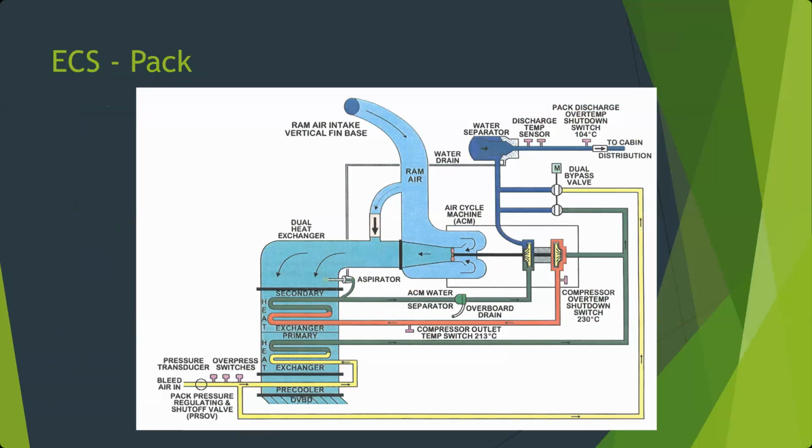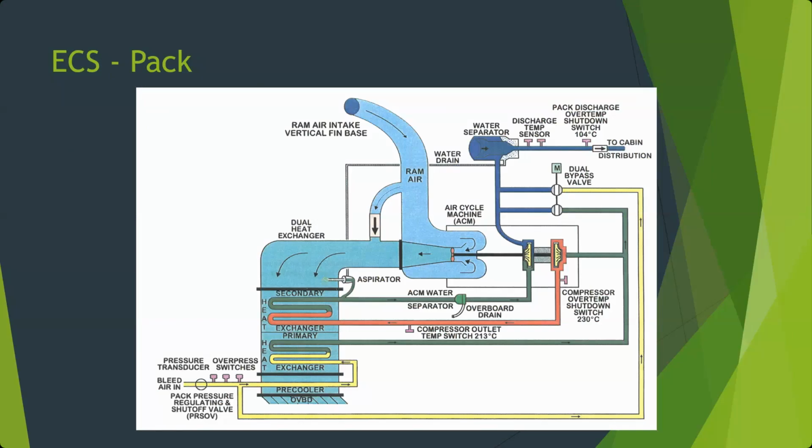Now this one does kind of a two-way mix. So you've got the hot air that can bypass all the way around, and you've got some warm air that can also bypass. They call it a dual bypass valve. It can modulate three different things to get the temperature figured out. And then air goes up, out into this.